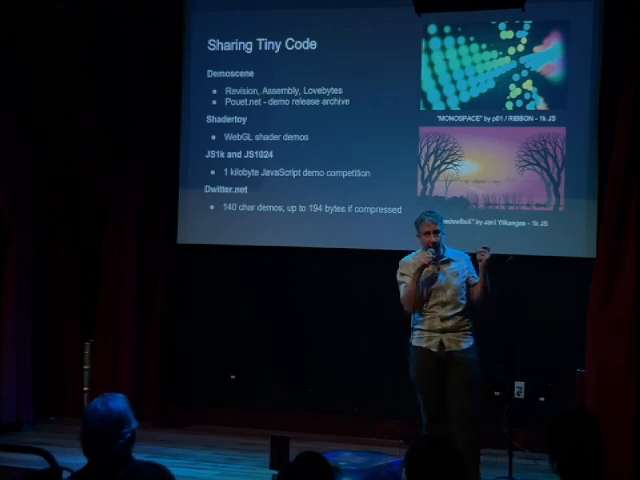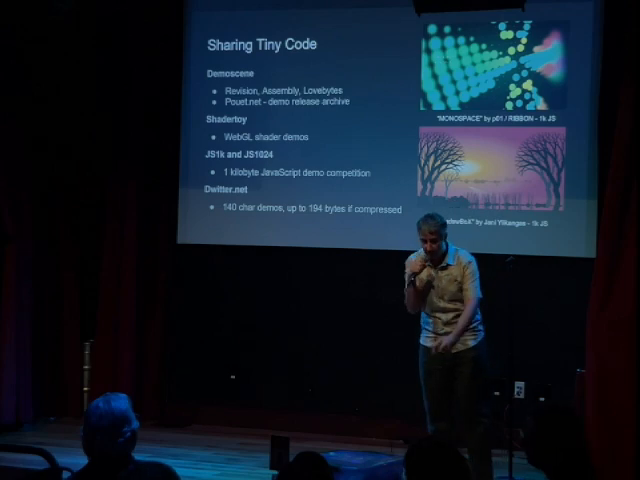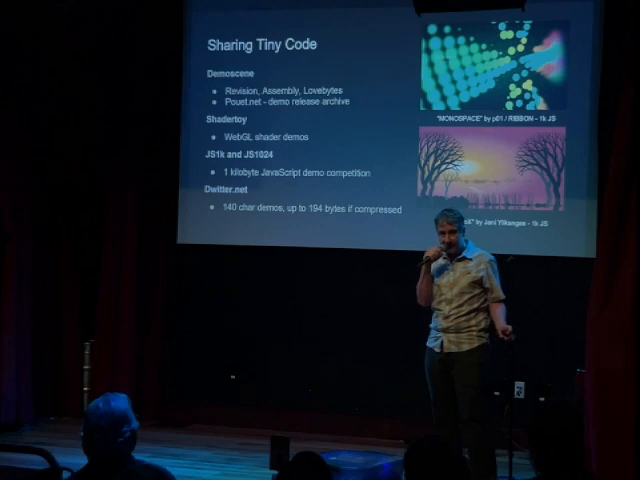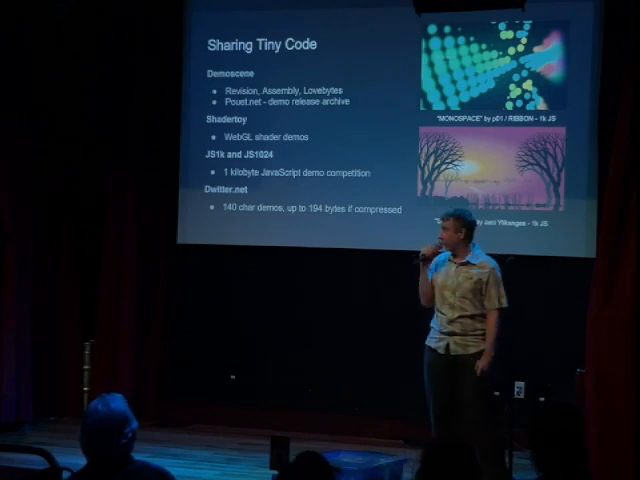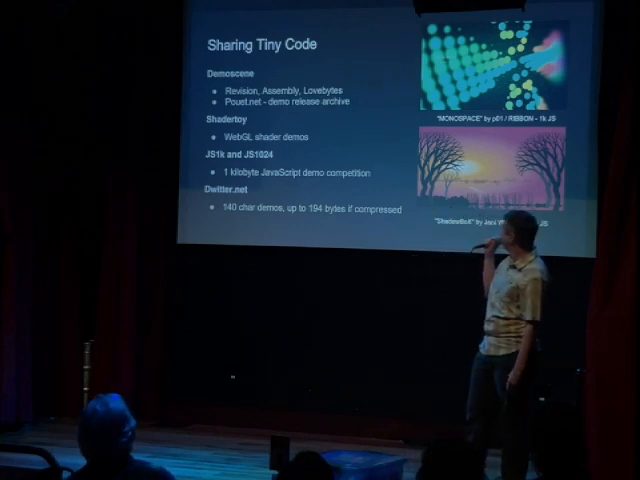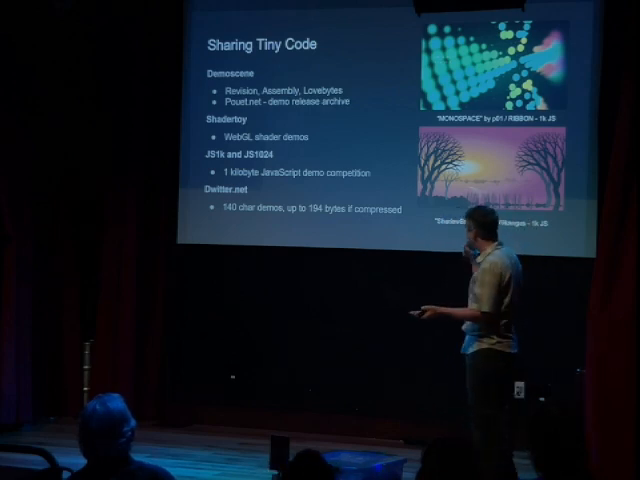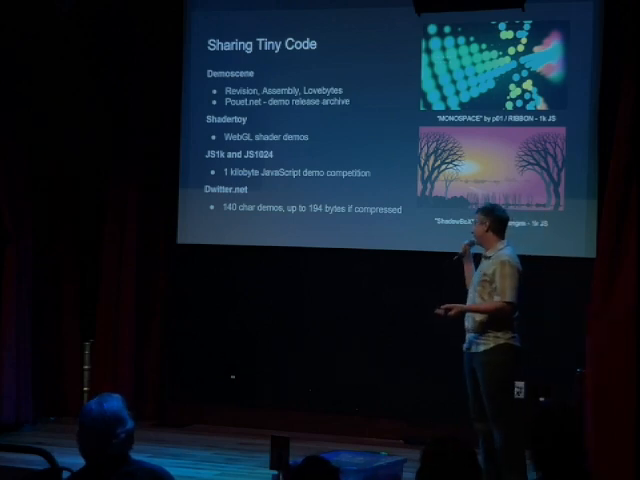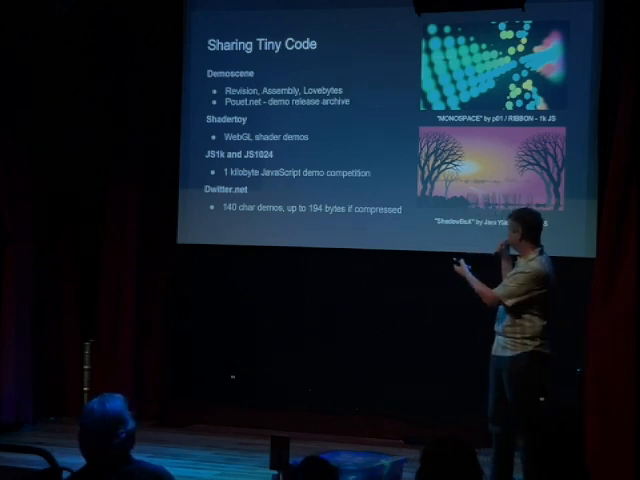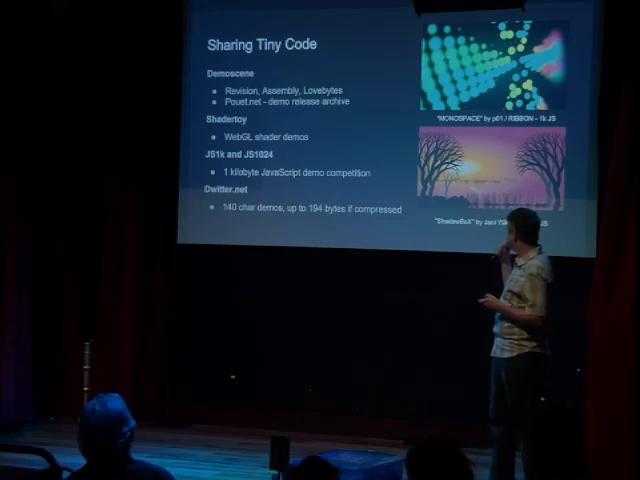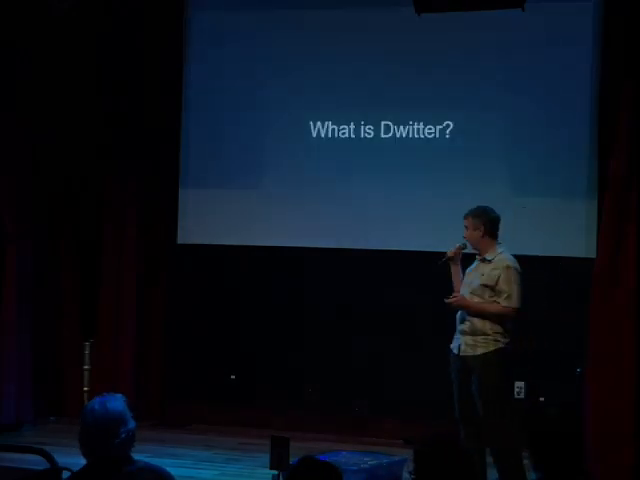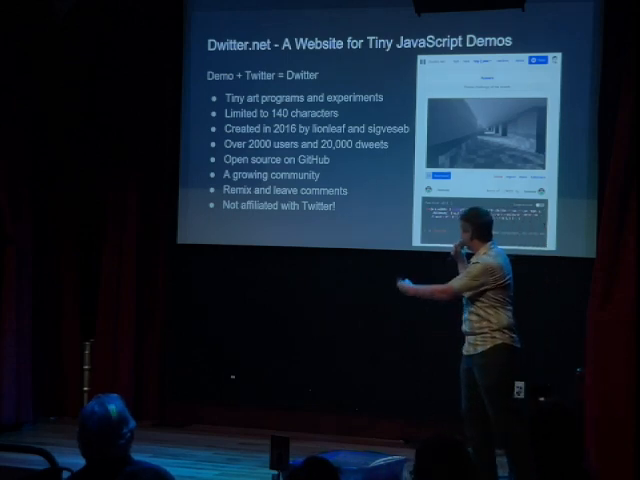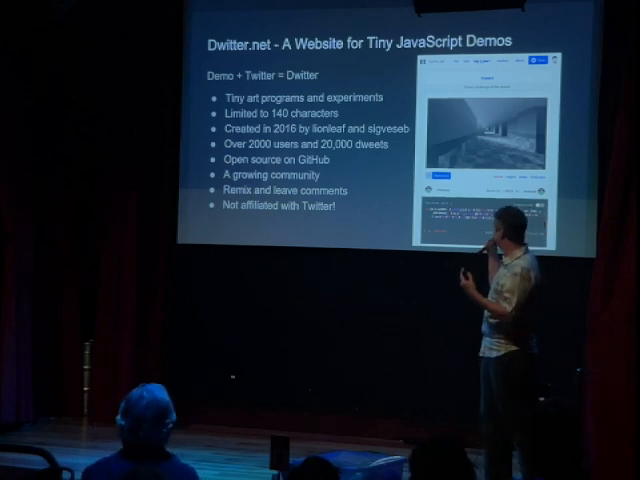There are the demo parties that I talked about earlier, where people enter different contests of making tiny programs. There are websites. There's Shadertoy that's mostly focused on WebGL shaders. And there are competitions like JS1K, where we're making 1 kilobyte JavaScript programs. What I'm mostly going to be talking about with this talk is a website called Dwitter.net. And it's awesome. So what is Dwitter? If you take the words demo and Twitter and put them together, you get Dwitter. That is the idea of Dwitter.